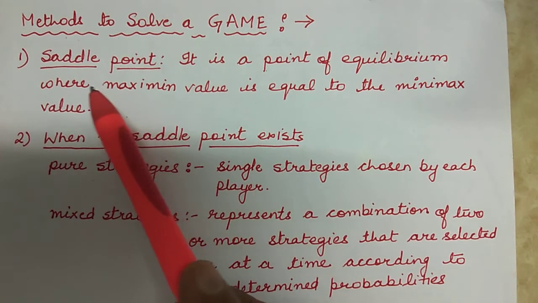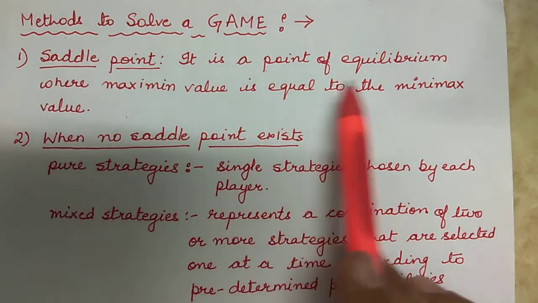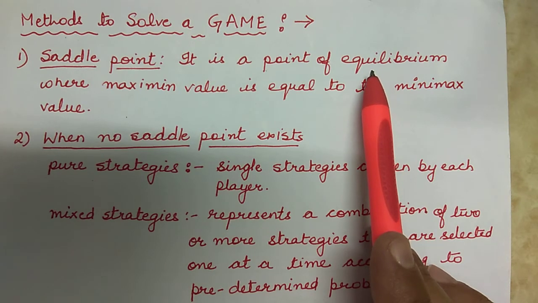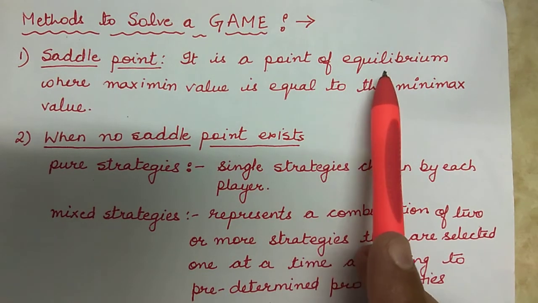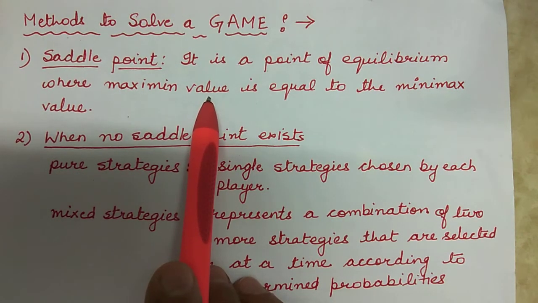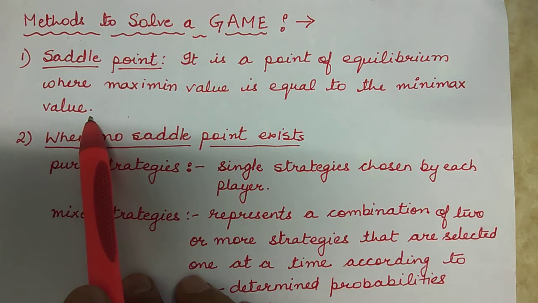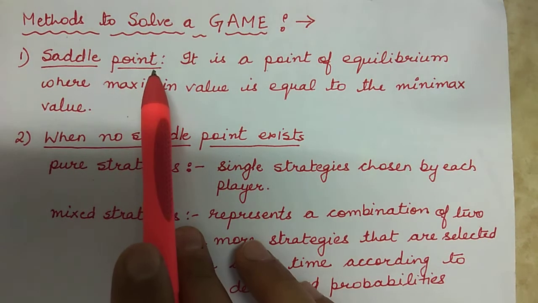So first of all, we would recall what is meant by saddle point. Saddle point is a point of equilibrium, meaning both the players will be in equilibrium, will be satisfied with their choice of strategy, and they will not like to change it because that is the optimal strategy for them. It is that point where the maximin value for A is equal to the minimax value of B player. That is how we determine the saddle point.